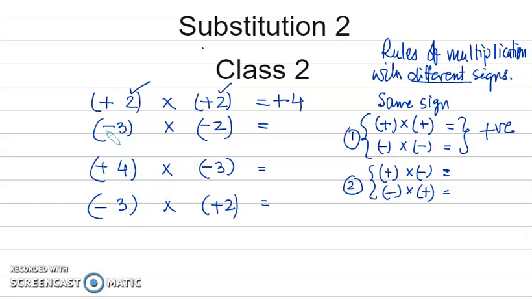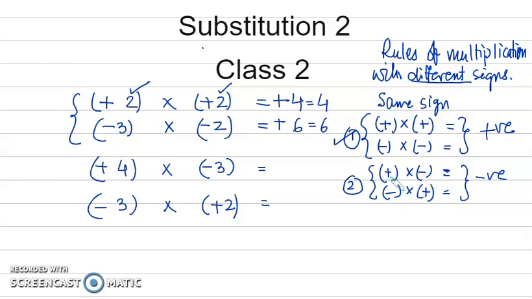Or here you can see negative and negative, both are the same. So the resulting sign will be positive, and 3 times 2 will be 6. Remember, we usually don't write the positive sign before a number, so you can just write 4 and 6. Similarly, if we have to multiply plus and minus, that is when signs are different. Number 1 explains the same sign, number 2 is different sign. So when signs are different, the resulting sign is negative.